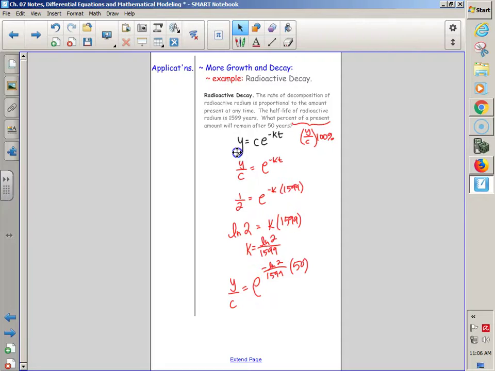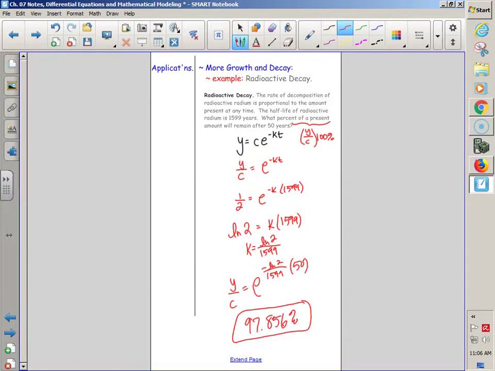Divided by 1599 times 50 on the exponent. I'm getting 97.9. You guys agreeing? I mean, technically, if we were doing AP style, I guess 97.856. It was technically 0.9785, but we moved the decimal places 2 to the right.